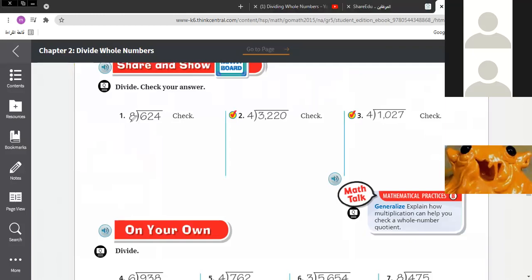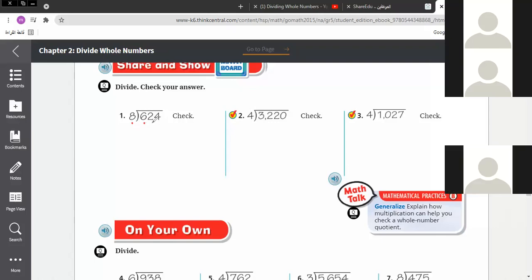Can we do 6 divided by 8? This 6 is smaller than 8. We can't do this because 6 is smaller than 8. Okay? Saad, raise up your voice. Can we do 6 divided by 8 again? No, we can't, because 6 is smaller than 8. Okay?